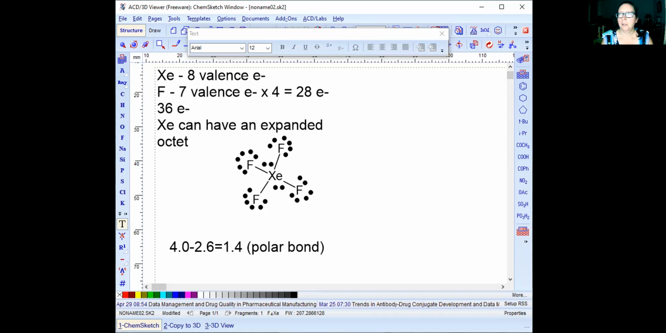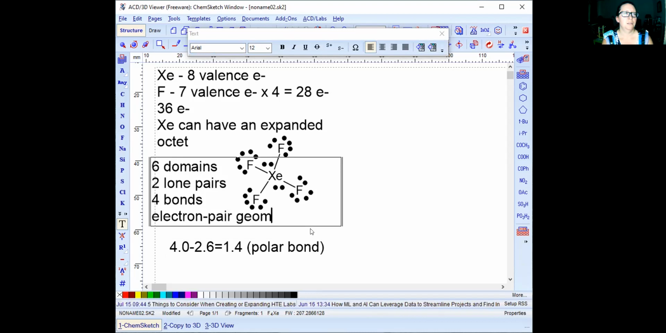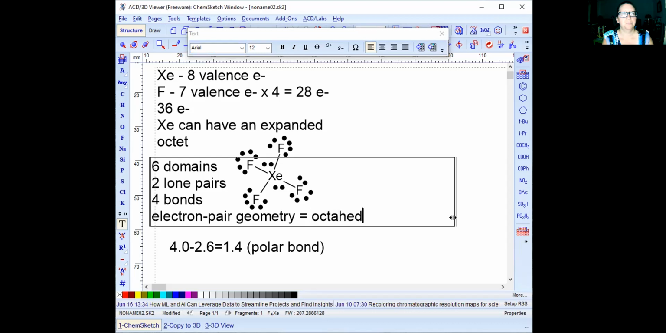Now, in order to think about what would be the shape of this molecule, we need to think about how many domains we're seeing here. So on the central atom, it has 6 domains. That would be 2 lone pairs and 4 bonds or bonding pairs. And the name of that shape for the electron pair geometry is going to be called octahedral. Now that shape for the molecular geometry.